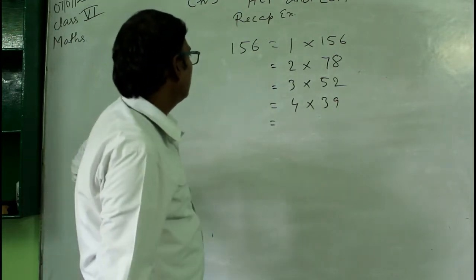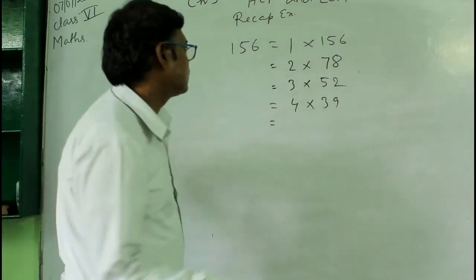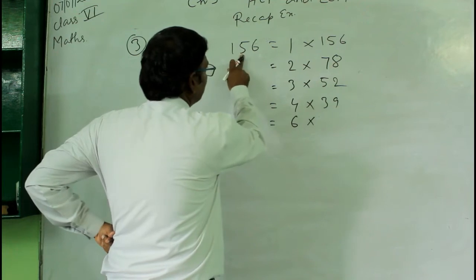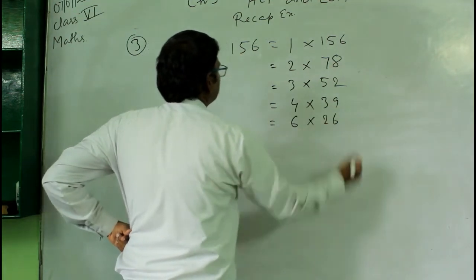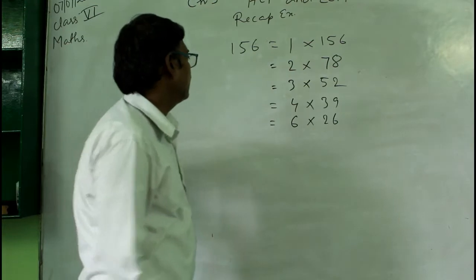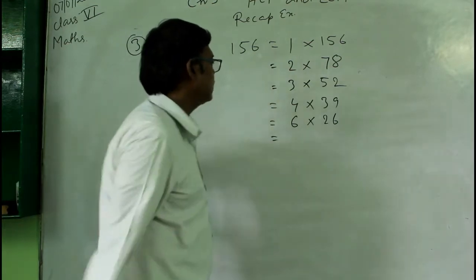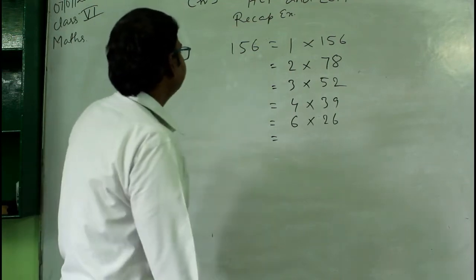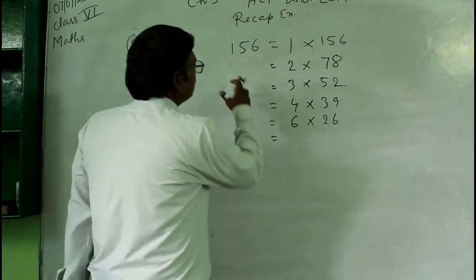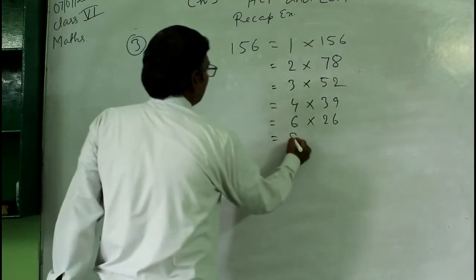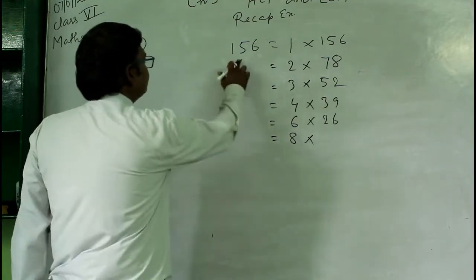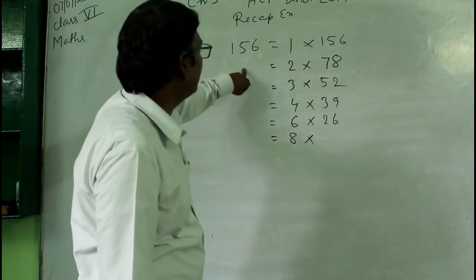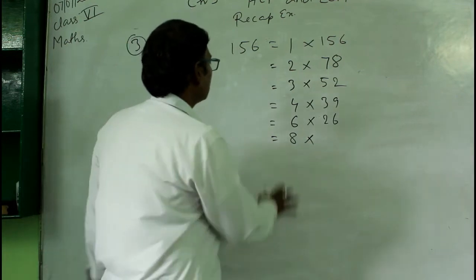So will it go by 6? Okay, this number will go by 6 also. 6 2s are 12 and 6 6s are 36. And then 7. Will it go by 7 or not? It will not go by 7. And then 8. This will not go by 8. I think, yes, this will not go by 8.